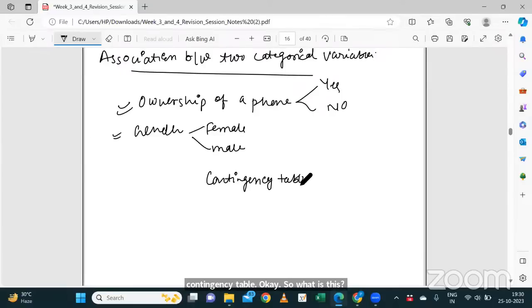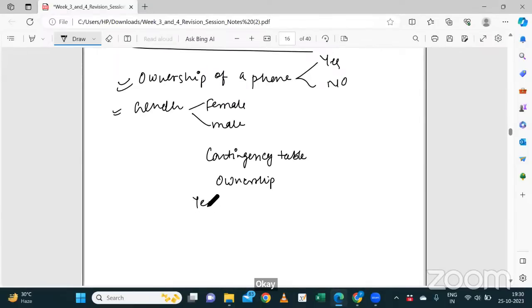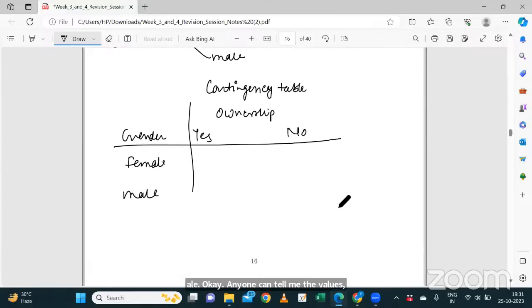This basically represents the count for each combination. Suppose I have written ownership here, with yes and no, and suppose this is the gender, let's say female and male. Can anyone tell me the values, please? That will be easier for us.